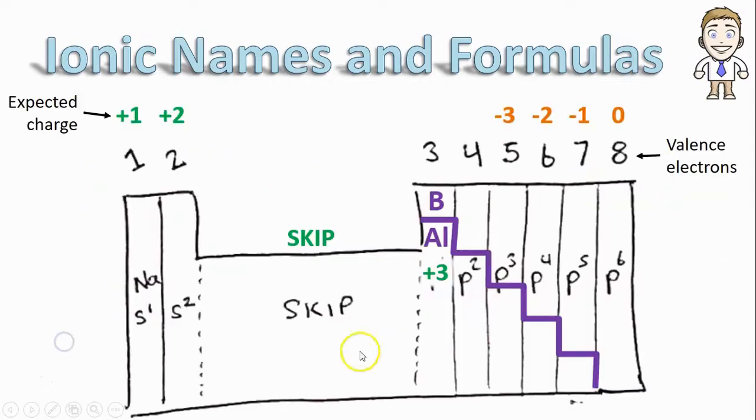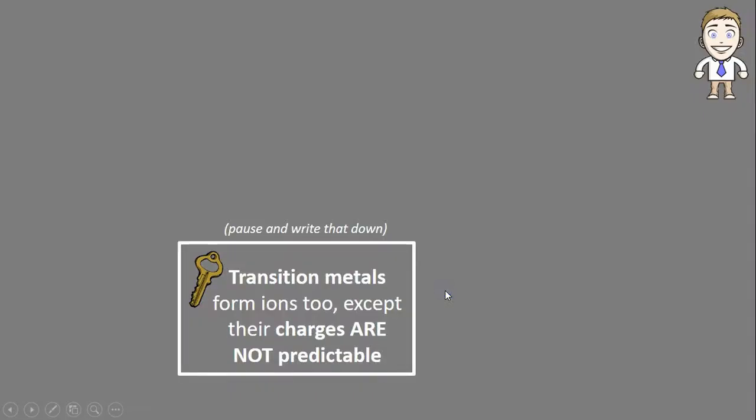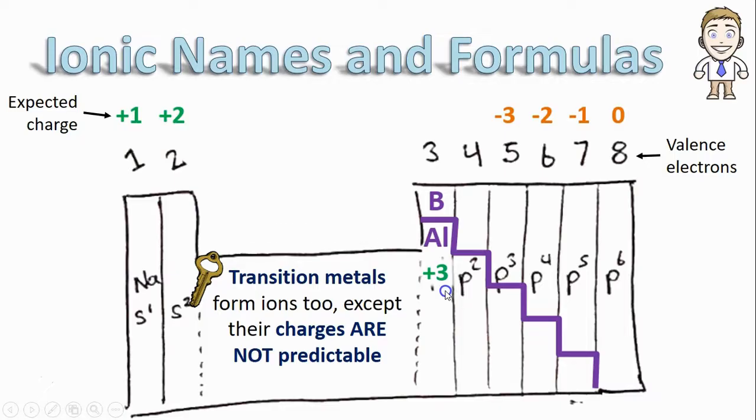Also remember that we've got this area of metals in the middle of the periodic table called transition metals that up until now we've been skipping. Well, transition metals form ions too. Those charges just aren't as predictable as these other columns like +1, +2, or +3. They can change. They can be different things. The actual term we use is that the transition metals have variable charges.